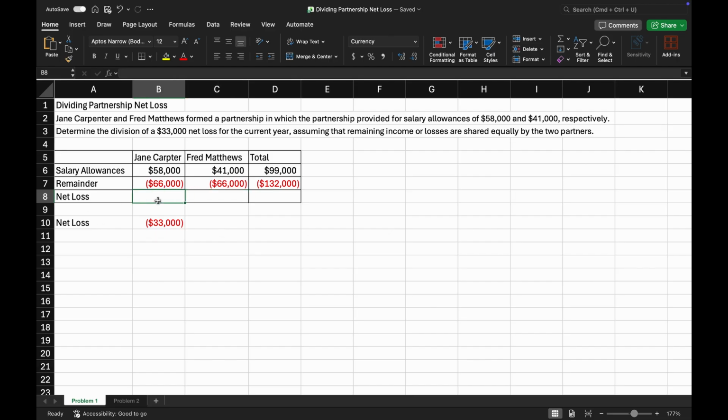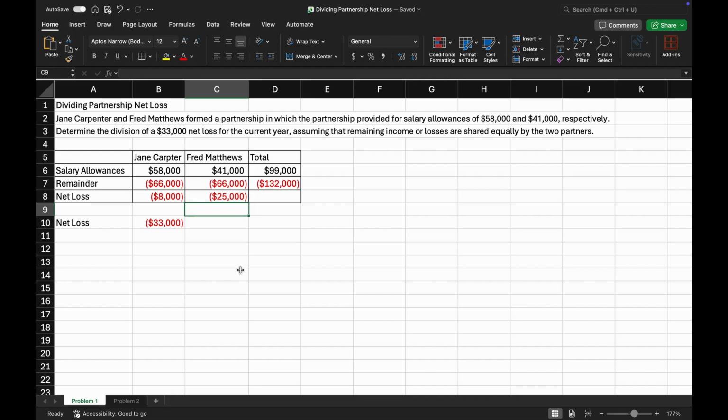For Jane, negative $66,000 plus $58,000 comes out to negative $8,000 for the loss that she must burden due to her salary allowance. For Fred, negative $66,000 plus $41,000 comes out to a loss of negative $25,000, which is the loss that Fred must burden due to his salary allowance.